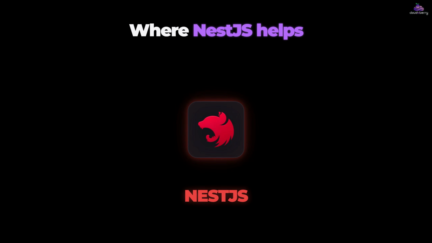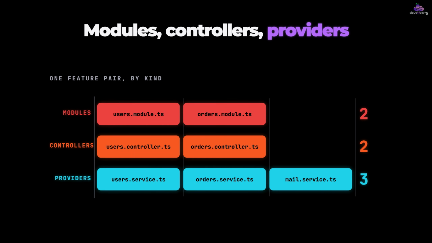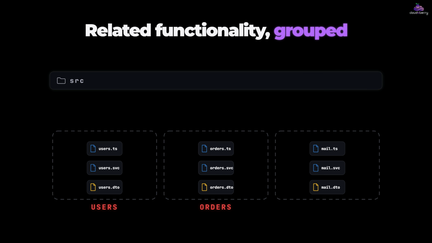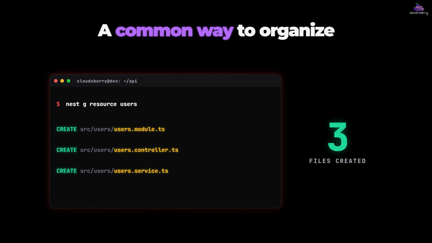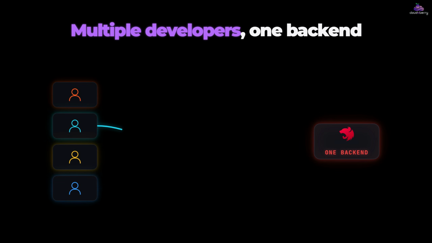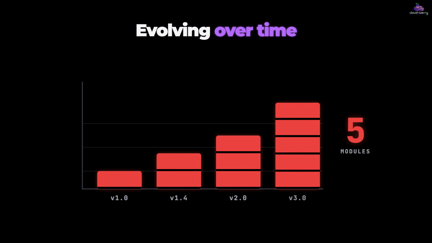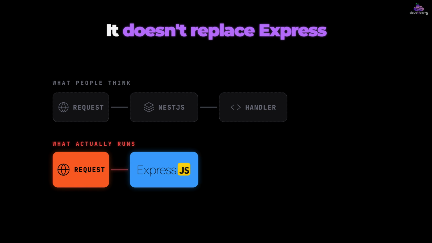This is where NestJS helps. It provides a consistent architecture built around concepts such as modules, controllers, and providers. Related functionality can be grouped together, making the codebase easier to navigate and maintain. Instead of every developer inventing their own structure, the framework gives the team a common way of organizing the application. This becomes especially valuable when multiple developers are working on the same backend, or when the application needs to evolve over time.